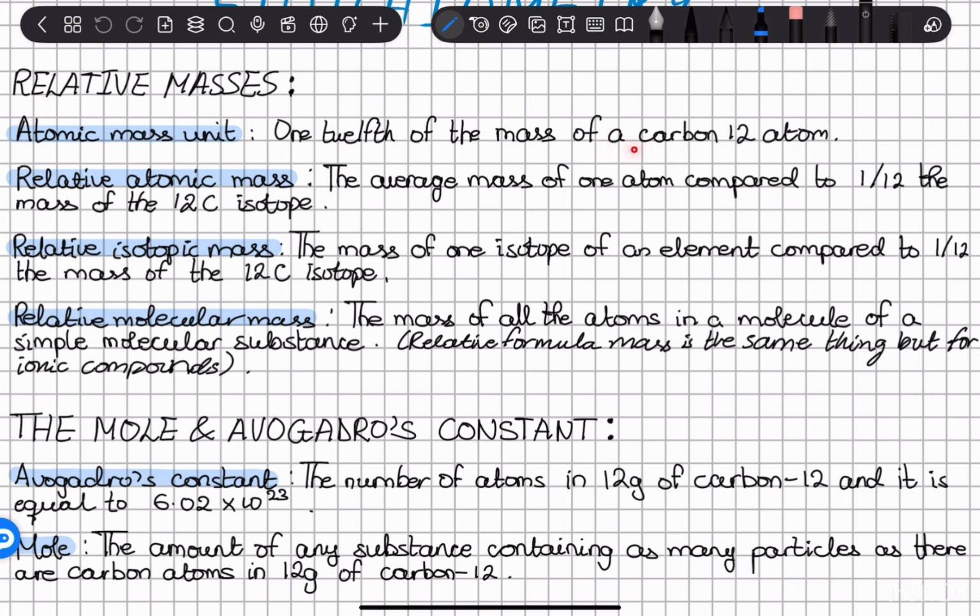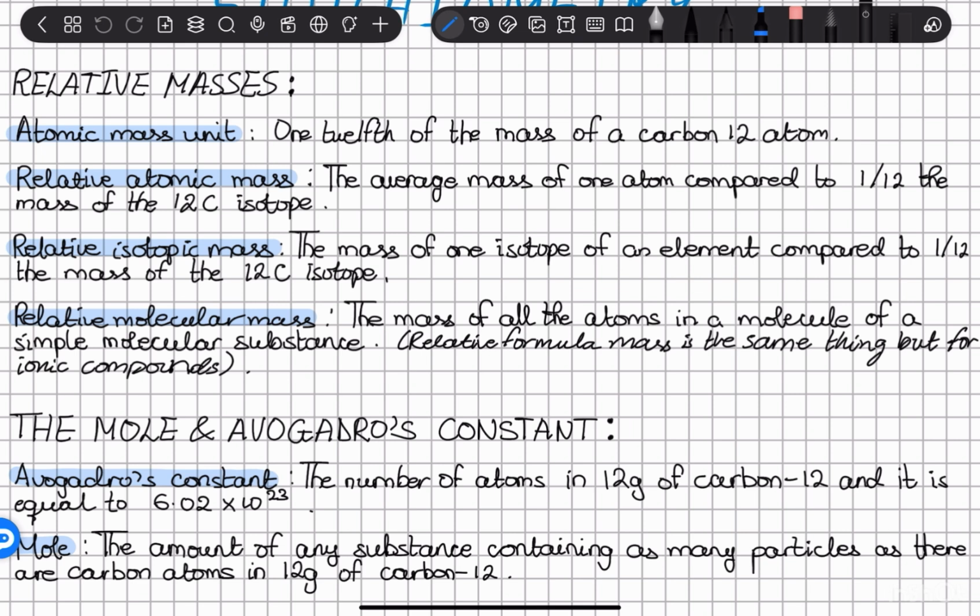So what we have, our carbon 12 atom, this is our basis on which a lot of stoichiometric concepts are formed. Hence, we assume that a carbon 12 atom, like I'm just saying this to help you get the concept, has, let's say, a mass of 12. We don't know 12 what, but let's just assume 12. So when we talk about relative atomic mass, it basically means the average mass of one atom compared to 1/12th the mass of the carbon 12 isotope.